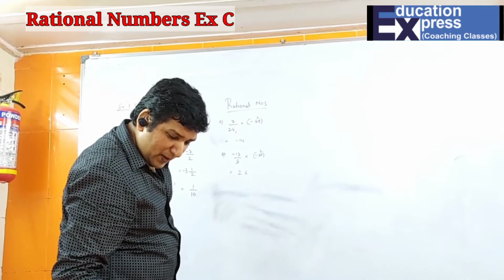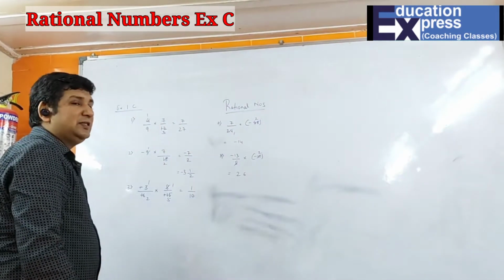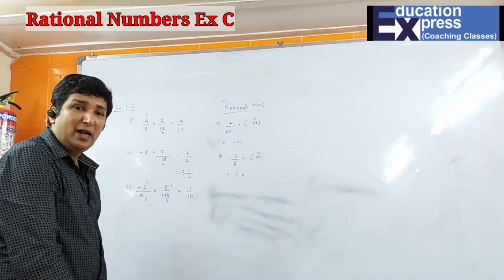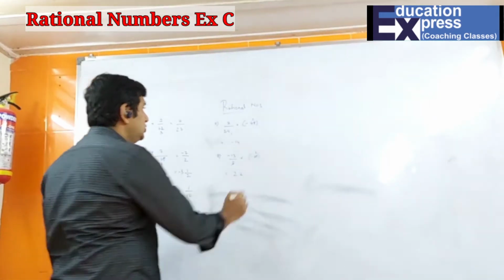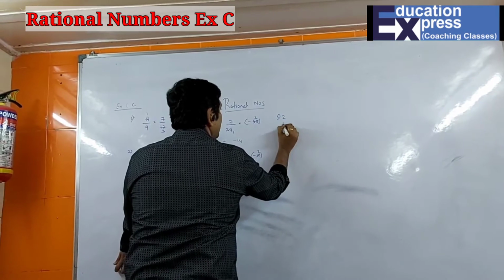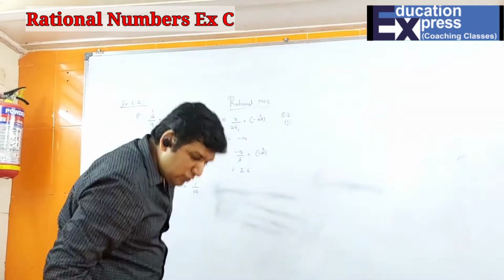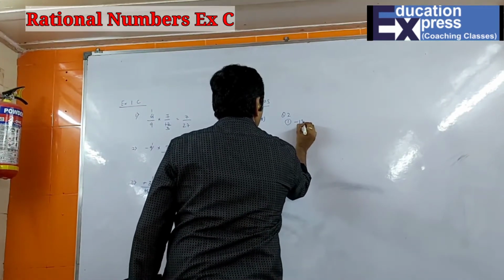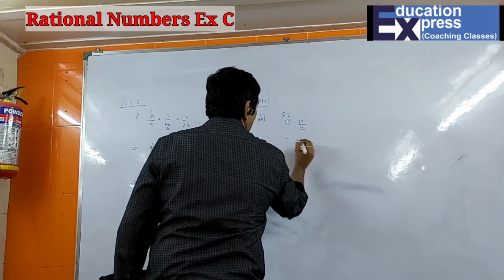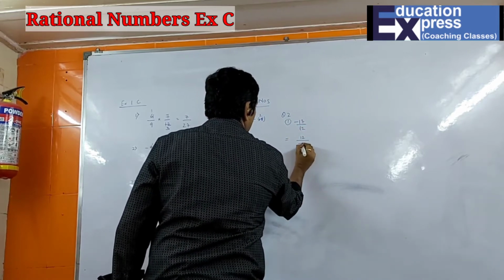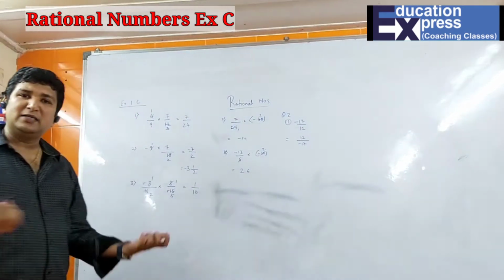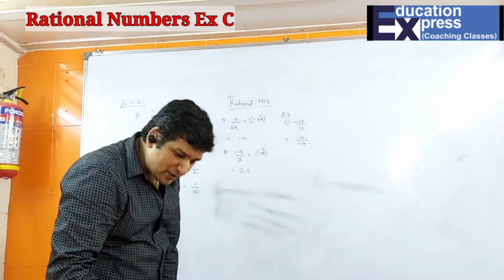Now part 2, question 2. Again it's very simple, as I have told you. What is the multiplicative inverse? You just have to take the reciprocal of the given number. So first is question 2's first part. The multiplicative inverse for minus 17 upon 12 will be the reciprocal, and the answer is 12 upon minus 17. This is called the multiplicative inverse.